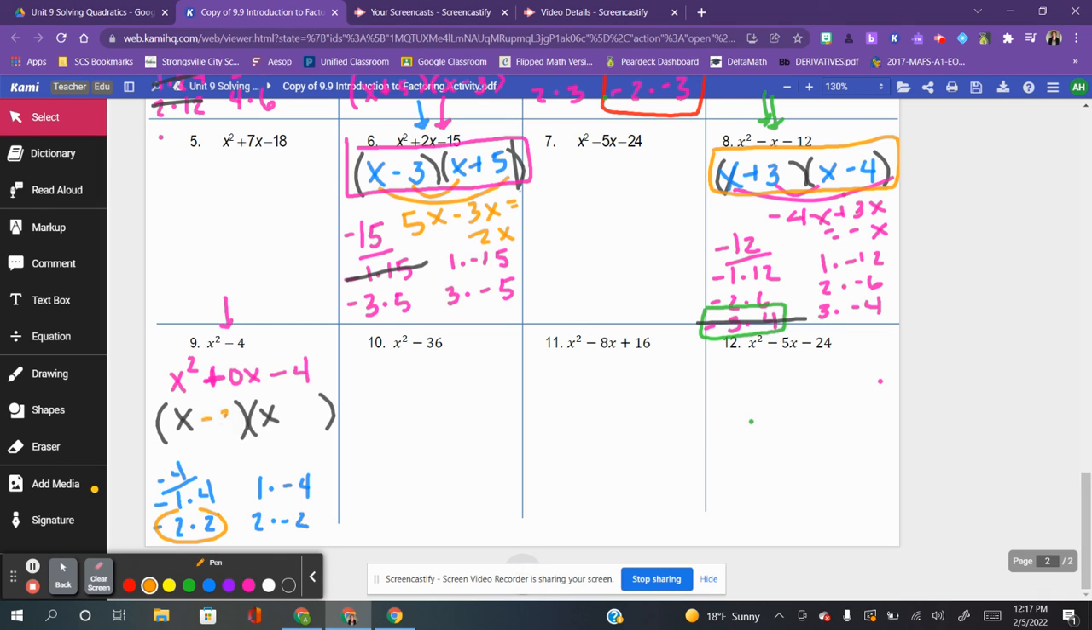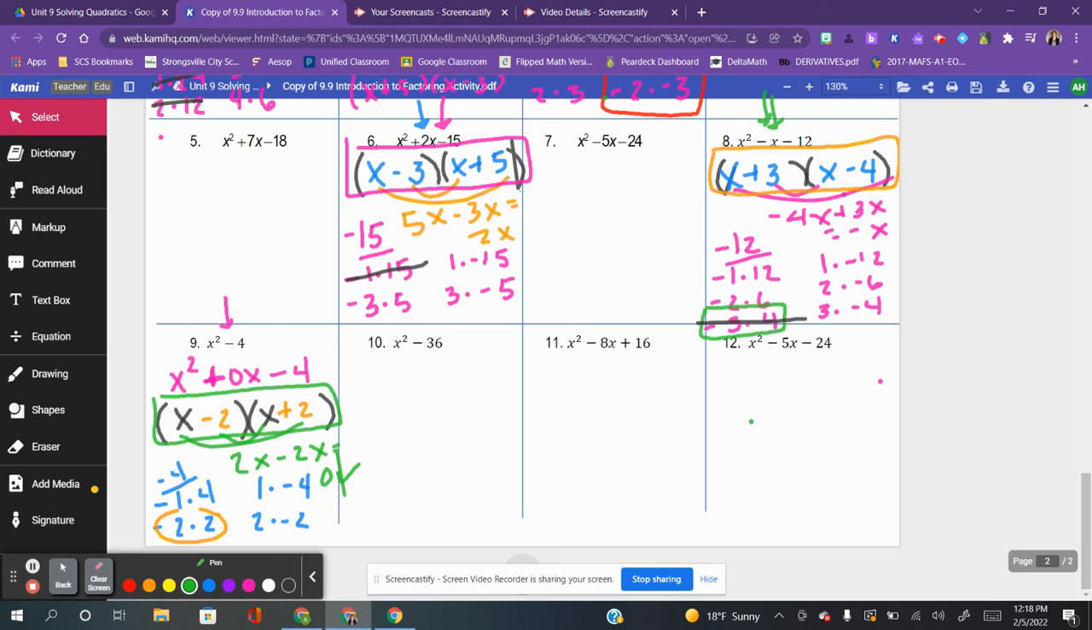So let's try it. X minus 2, x plus 2. All right, outside product is 2x, inside product is negative 2x, and that gives me the 0, which is what I wanted, which means that this is my final factored answer. So when you're missing that middle term, I think it's helpful to write 0x as a reminder of what your outer and inner product should add to.